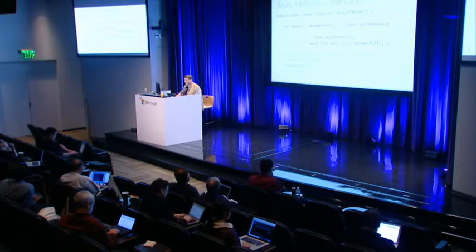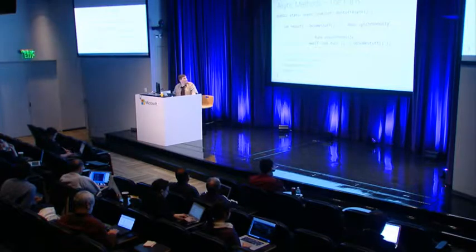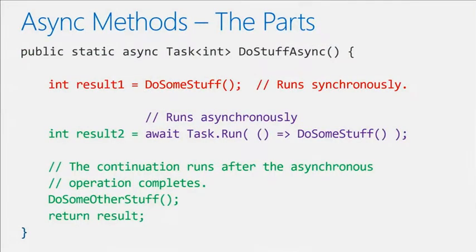Maybe jumping ahead, but assuming do stuff async is called from the main UI thread, I would assume the await task run, the second time do some stuff is called, runs in a second thread. Yeah, that is coming up, but I think I should maybe cover a little bit of that now.